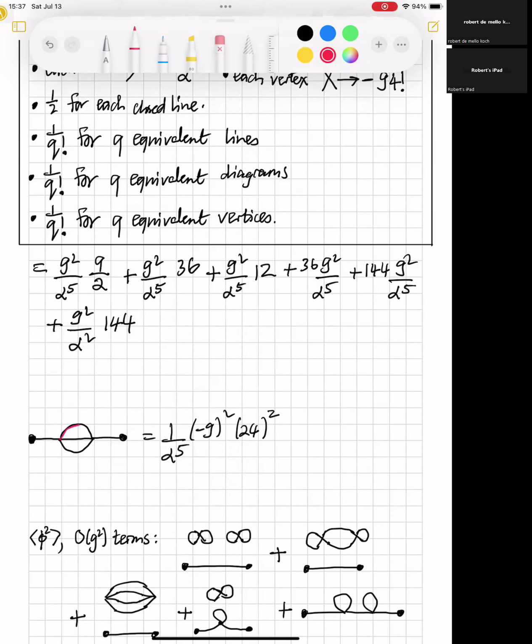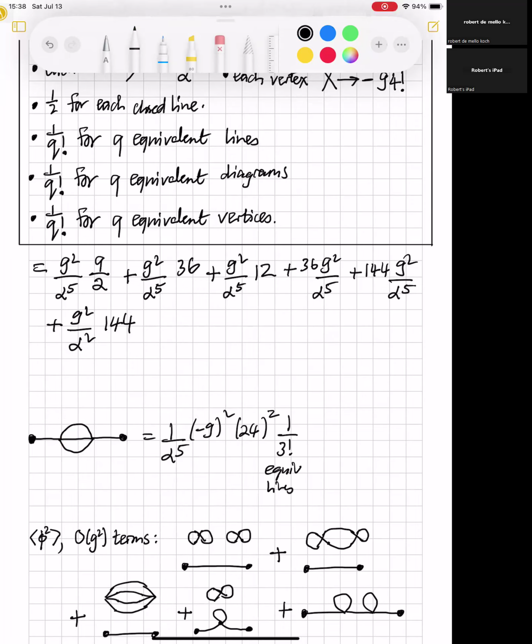There should be 1 over q factorial for q equivalent lines. Are there equivalent lines? Well, that red line has the same start and end points as that blue line, which has the same start and end points as that green line. So there are 3 equivalent lines. So we should get a 1 over 3 factorial. So 1 over 3 factorial for equivalent lines.